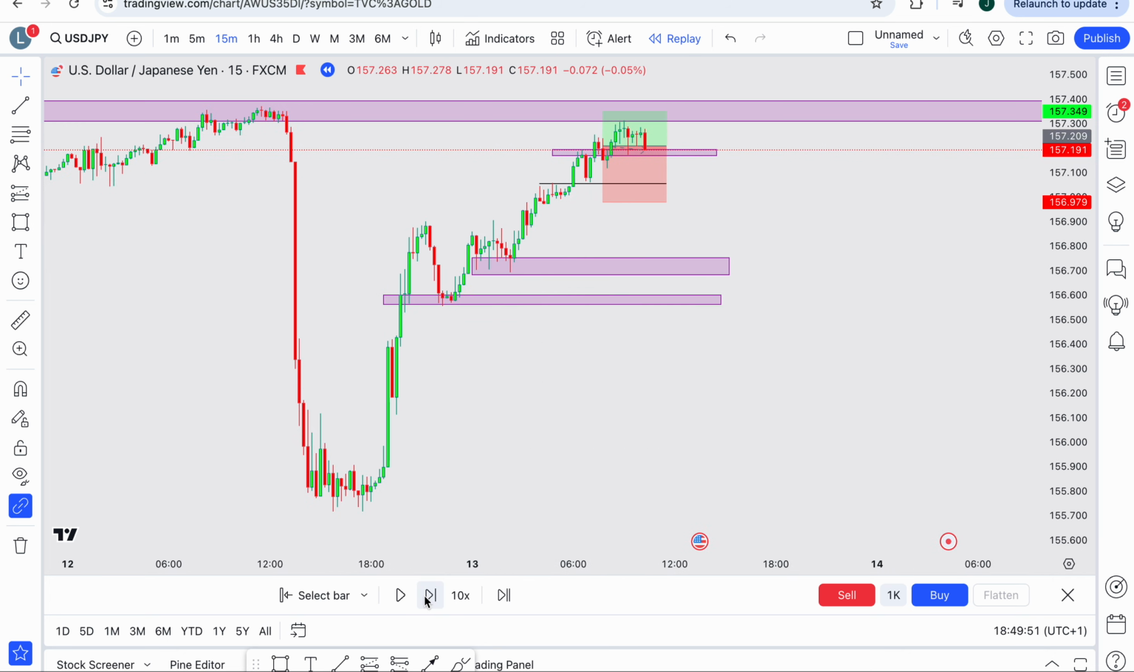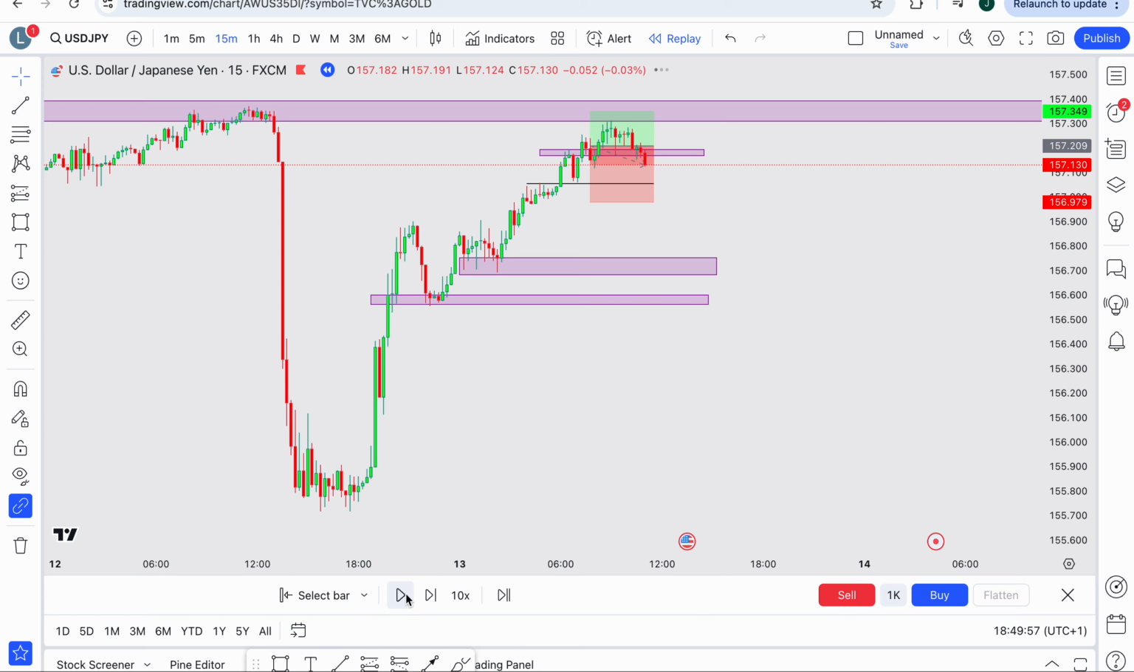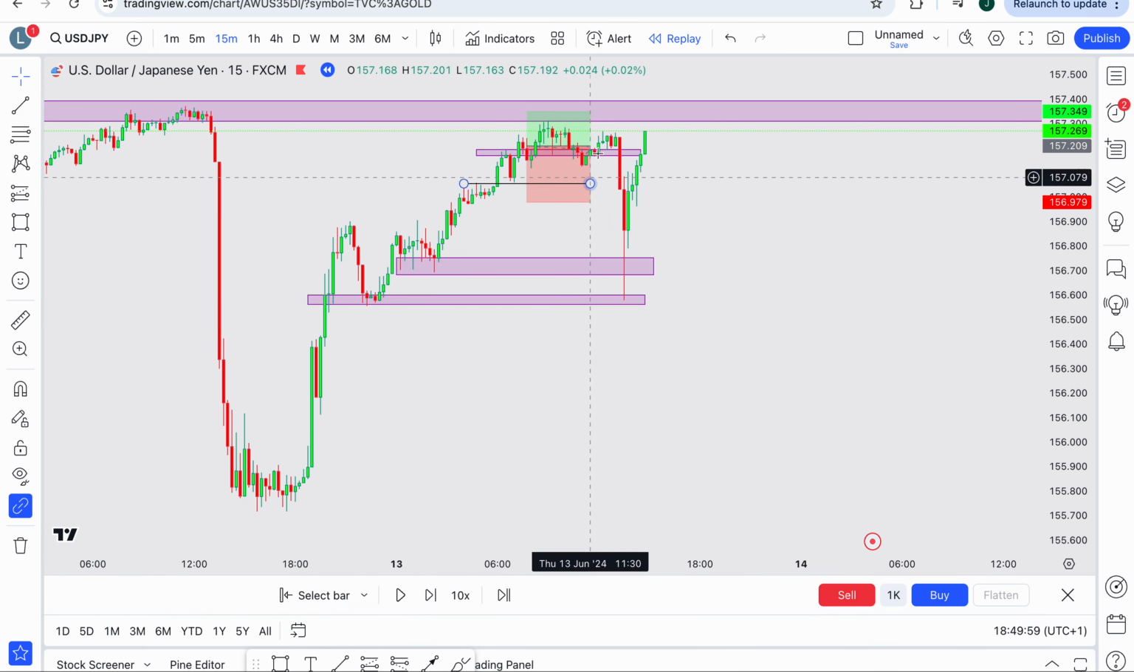All right, we're at that 4 hour zone, I believe. So it's getting a bit scary. And as you can see, price did take us out. That is no problem. Oh, it's news.